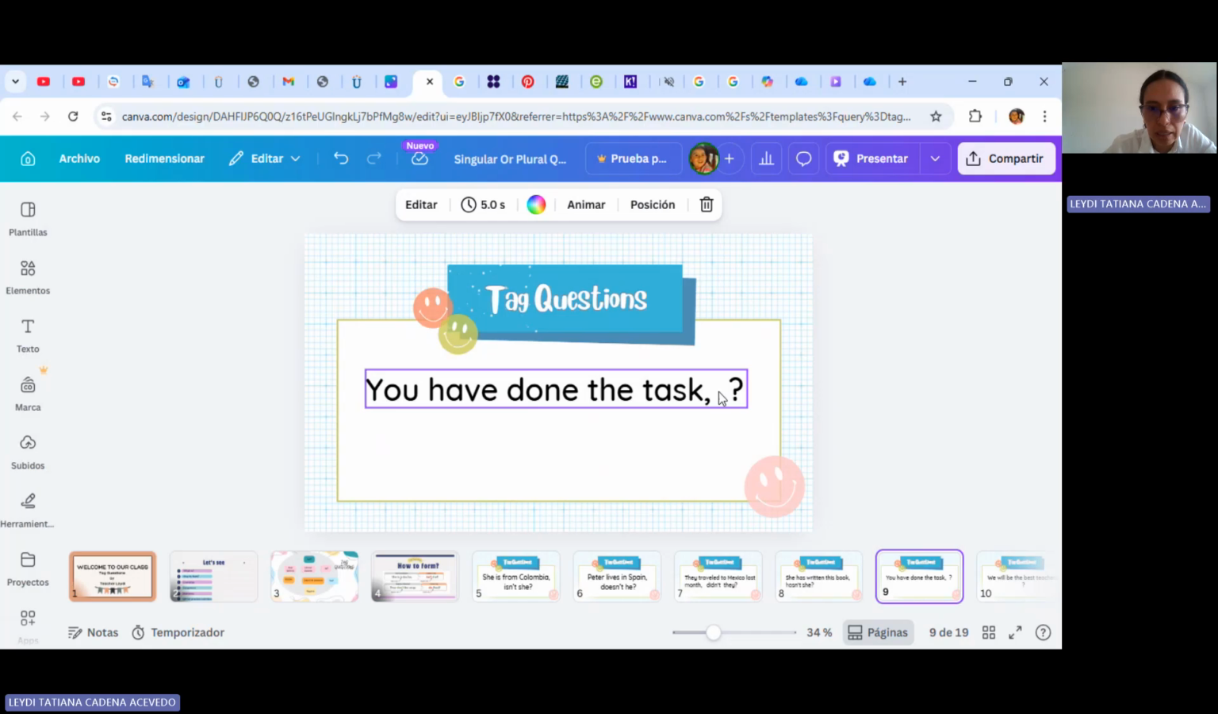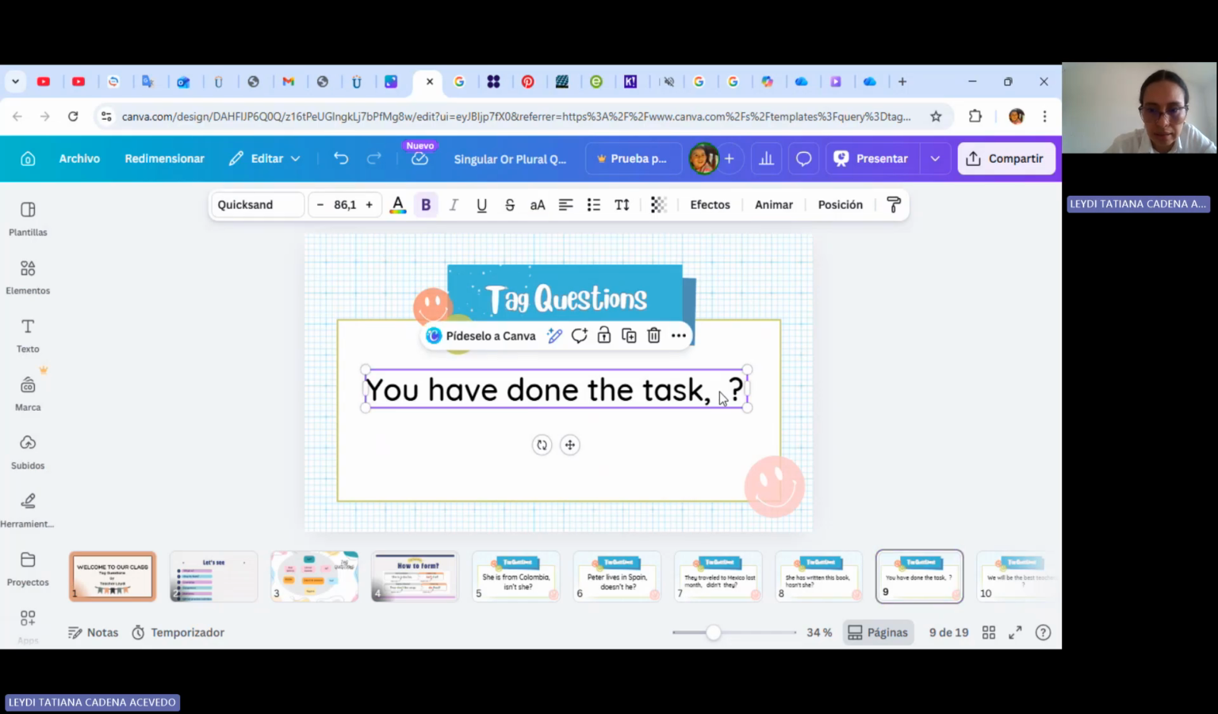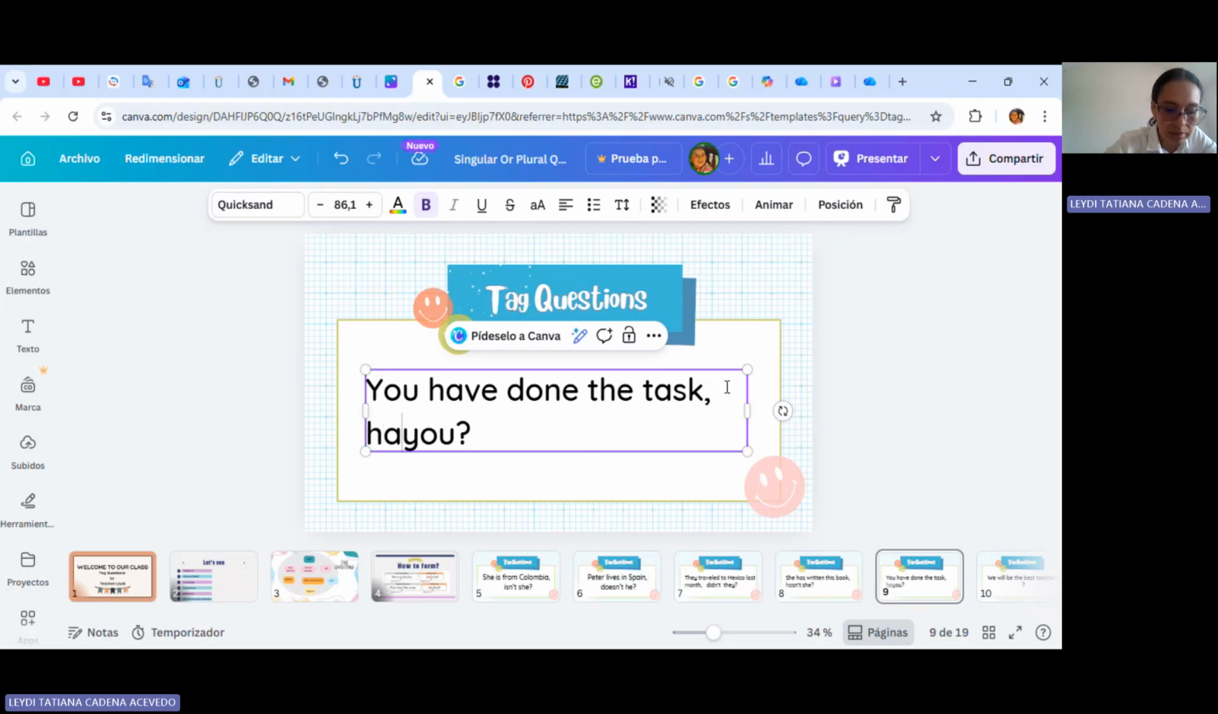You have done the task. The subject is you. It goes at the end, and have is the auxiliary. It is positive, so we change it to negative. Haven't you?